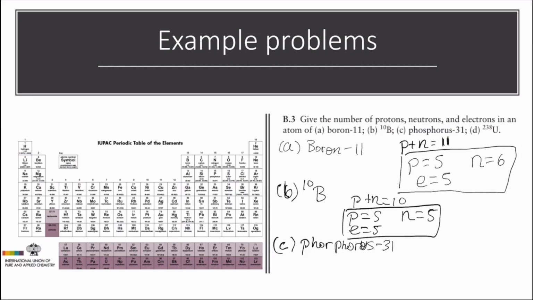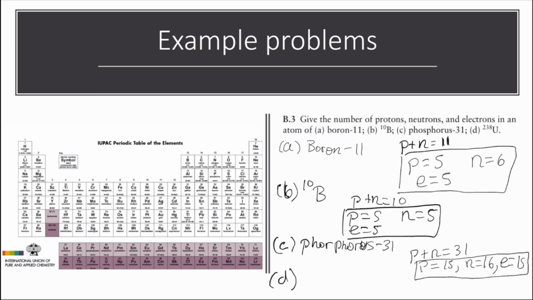and again the 31 is protons plus neutrons equals 31. And then looking at the periodic table, phosphorus is located right here, has a 15 for atomic number, so it has 15 protons, so there must be 16 neutrons for it to be 31. Protons plus neutrons equals 31. And for charge neutrality, protons and electrons are the same, so 15. And this is the answer for phosphorus 31.